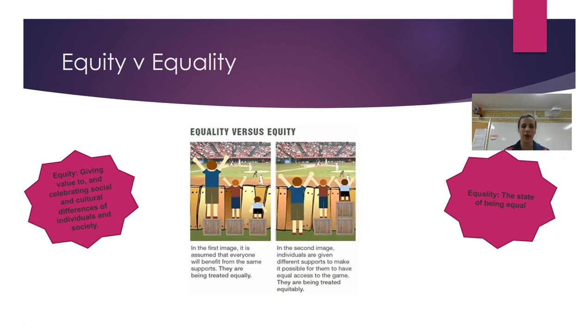No. In this second image, individuals are given different supports to make it possible for them to have equal access to the game. They are being treated equitably. So you can see the little short person has two boxes, the middle person has one box, and this guy has no box. Think of examples on the sporting field. How are people with a disability given equitable access to participation in sport? We've got things now such as the Olympics as a perfect example.